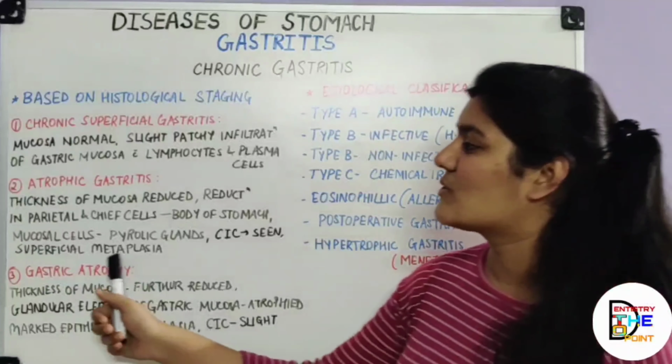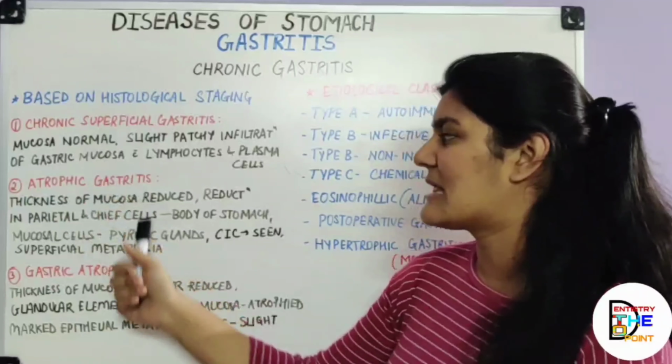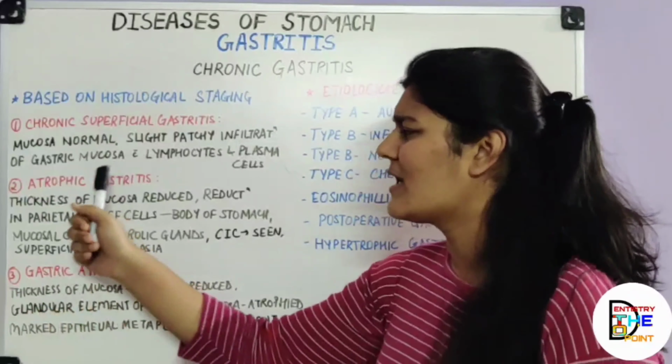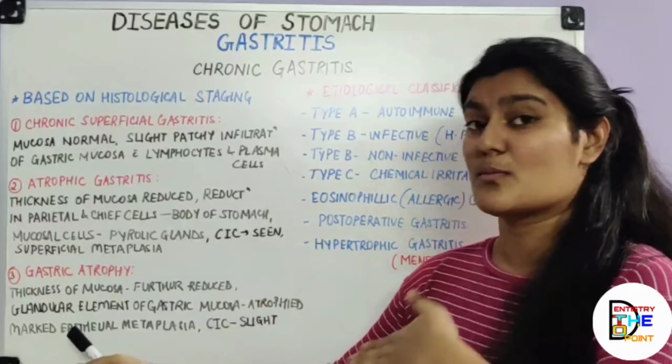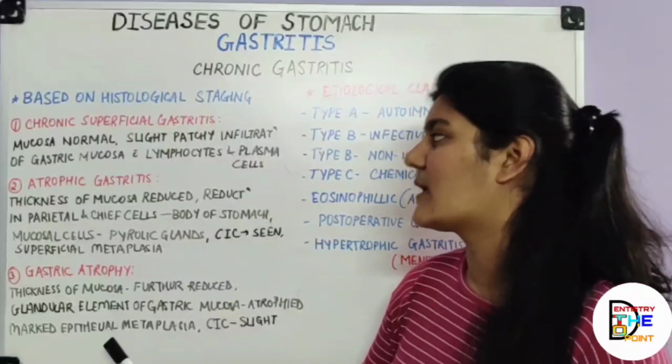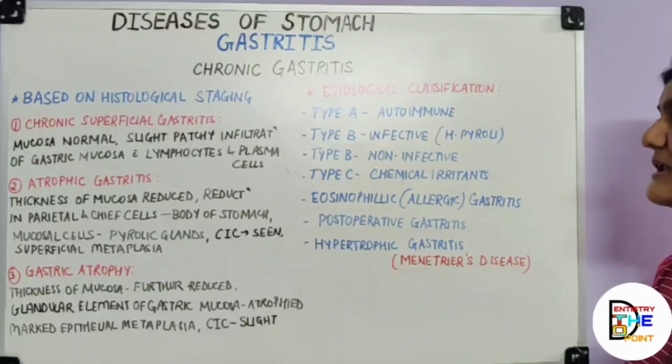Okay. Now, as you see the name here, it is atrophic gastritis, and when you reverse it, that is gastric atrophy. So sometimes these are used interchangeably, but then again, if this term is used, then this is a severe form of this term, because everything is more reduced here. That's why. Okay. Moving on to the etiological classification.